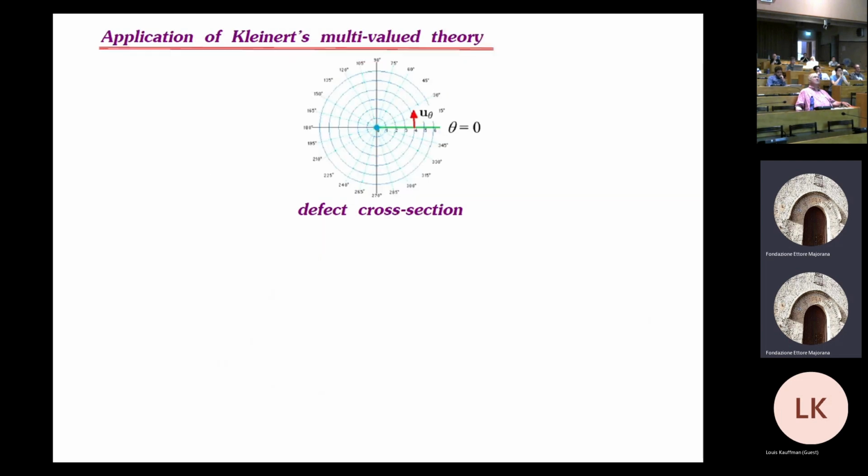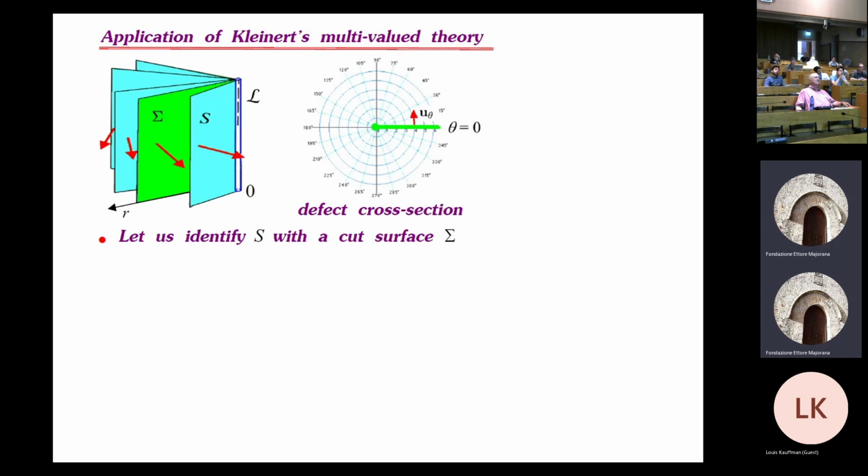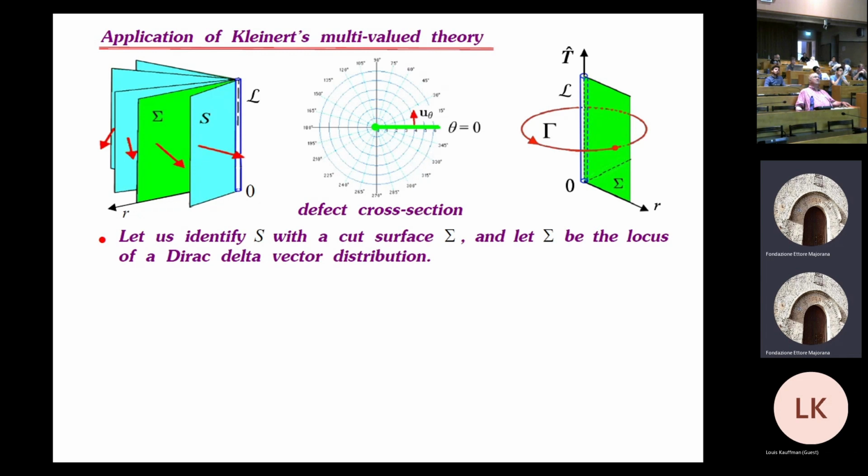So I studied Kleinert's approach, and Kleinert's approach resembles very much Kelvin's approach. So you have a cross-section of your defect, and in this cross-section you consider a cut. Now this cut, you identify with the isophase surface, and therefore the normal to this surface is the velocity, say u theta in this case. So take your preferred cut surface, and then you apply Kleinert's theory.